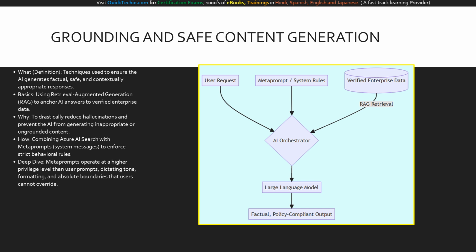All three elements are packaged together and sent to the large language model. Because the LLM is constrained by the metaprompt and fed only verified data, it is forced to generate a factual, policy-compliant output. This visual proves that we do not leave AI behavior to chance. We engineer strict, structural compliance directly into the generation pipeline.